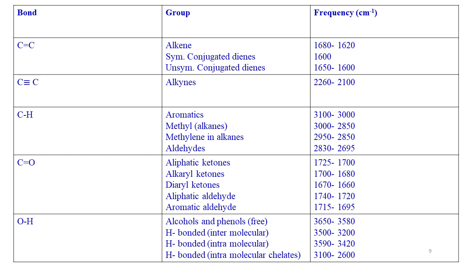Another important functional group is OH. The OH bond in alcohols and phenols, which are free from hydrogen bonding, will appear at 3650 to 3580 per centimeter, and intermolecular hydrogen bonding will appear at 3500 to 3200 per centimeter, and intramolecular hydrogen bonding will appear at 3590 to 3420 per centimeter, and intramolecular chelates of hydrogen bonding will appear at 3100 to 2600 per centimeter.